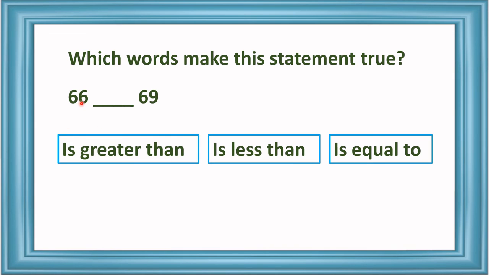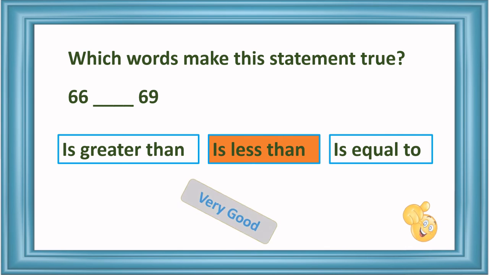66 is greater than 69, or 66 is less than 69, or 66 is equal to 69. One option is right. Very nice. Is less than. You know that the tens are same, but in units, this is 6 and this is 9. 6 is smaller than 9. So 66 is less than 69. Very good.